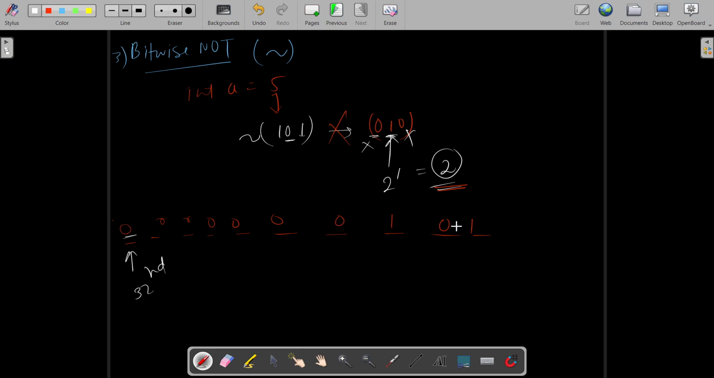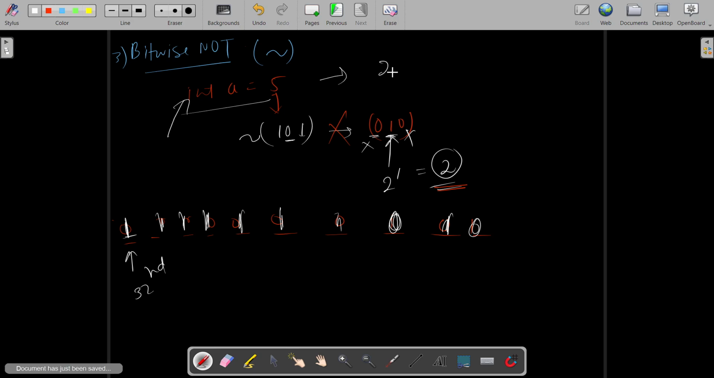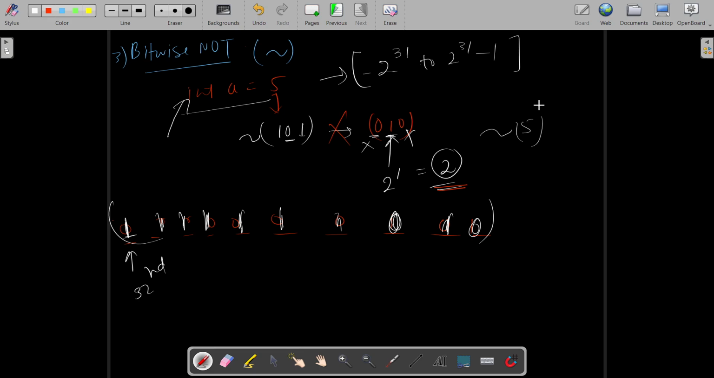Now if we try to find not of this number, all these places become one, which were initially filled by zero. The places which were one initially become zero, and this also becomes one. So this number will be pretty large. Since this is a signed integer, the value lies between minus 2 raised to power 31 to 2 raised to power 31 minus 1. So this value of bitwise not of 5 lies in between this range.